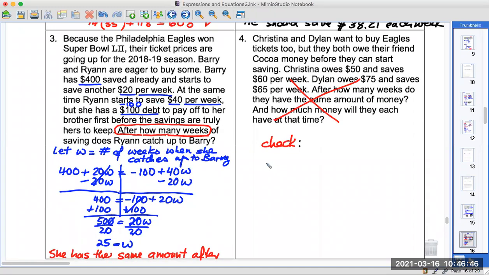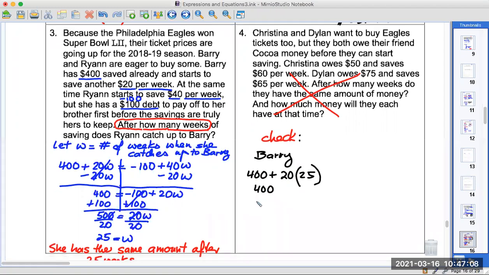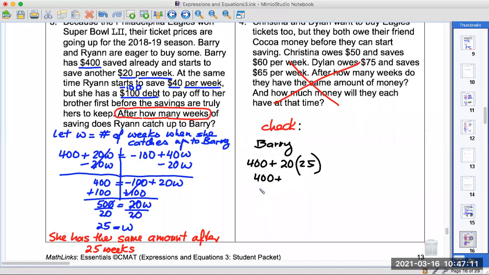What has Ryan got? What has Barry got? After 25 weeks, Barry started out with 400 plus he saves $20 times 25. Let's see, what would that be? 400 plus 20 times 25 is 500. 400 plus 500, so they have $900 after 25 weeks.